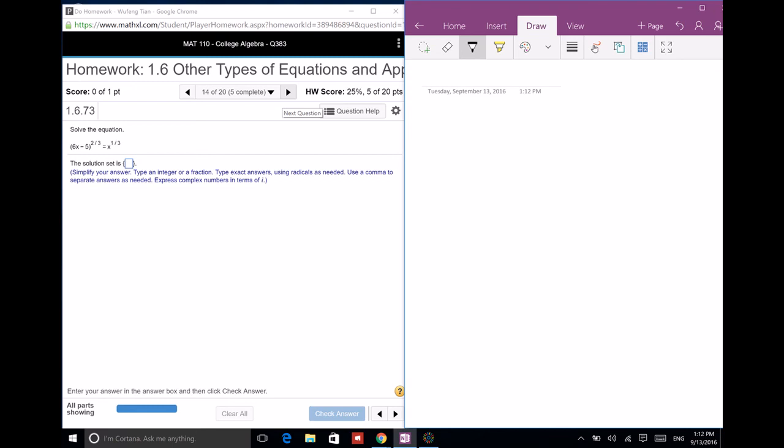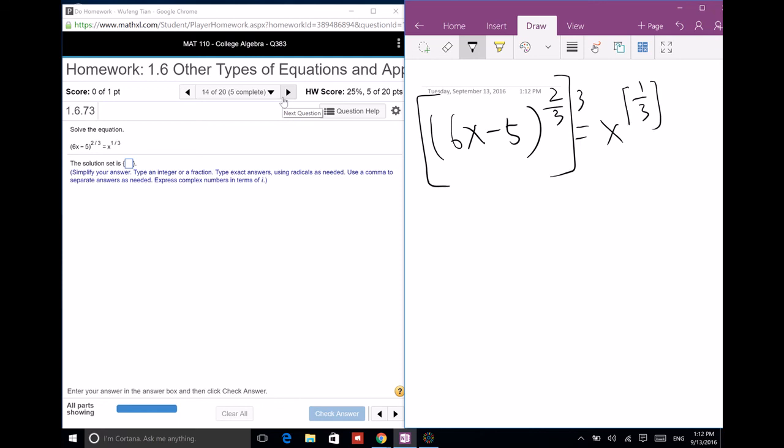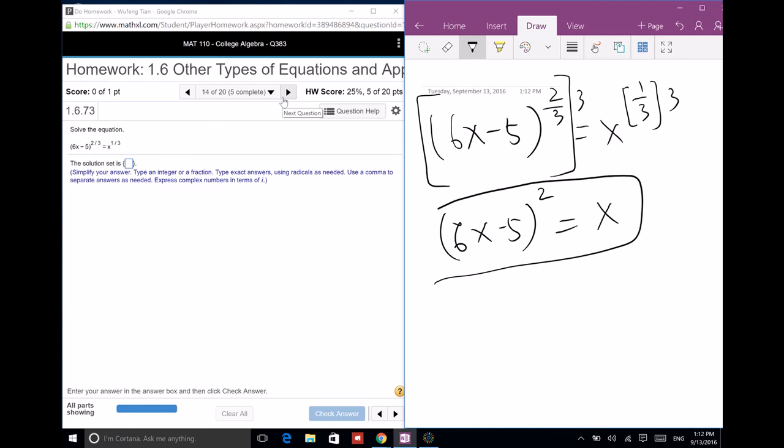Okay, so this will be very similar as well. So 6x minus 5 raised to the 2/3 power equals x to the 1/3 power. So basically, if we raise both sides to the power 3, the 3s cancel out. So it's 6x minus 5, squared, equals x. Then this is just a regular quadratic equation. You solve that by yourself. Figure this one out and put it in standard form. Use the quadratic formula.